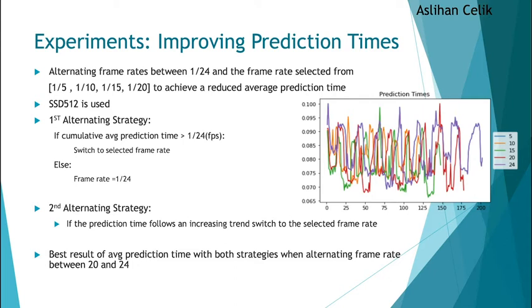First strategy focuses on the comparison of the average cumulative prediction time until a specific frame and compares it with the target frame rate. Second strategy checks if there is an increasing trend in the prediction time to alternate the frame rate. According to this, the best results are achieved when a hybrid of 20 and 24 frames per second is used.